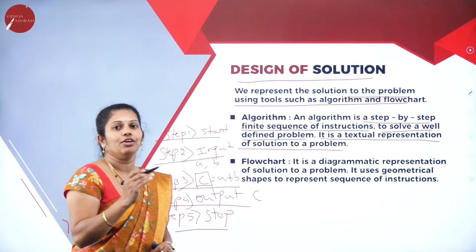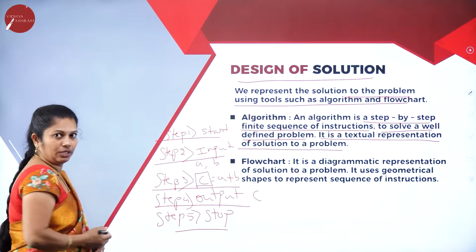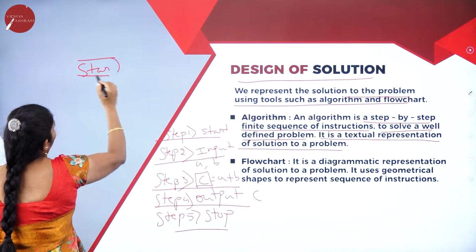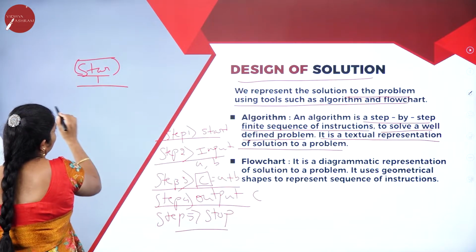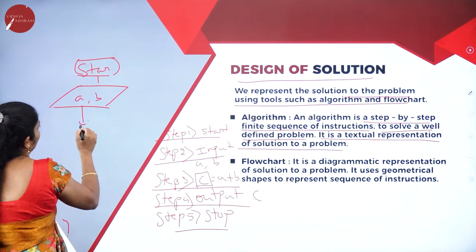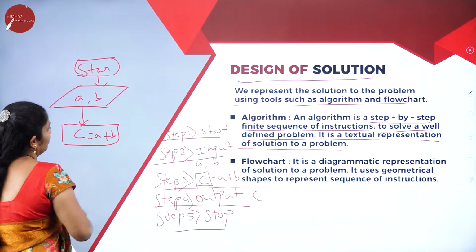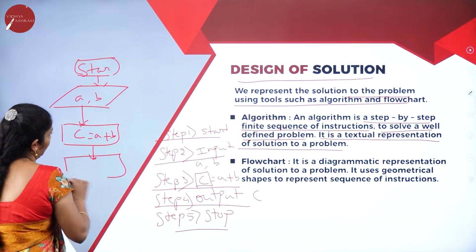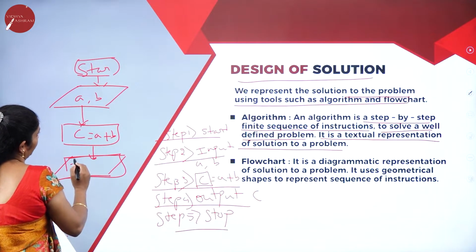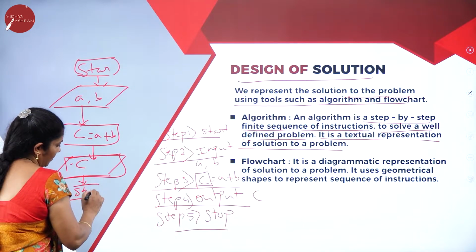In graphic format, we are going to represent it. Here itself, I want to perform addition of two numbers. Step 1, start. Then input the variables. Input A and B. Then step 3, calculation, that is C = A + B. Then step 4, output. Here output I have to write in a parallelogram symbol. Then finally the last step, stop.